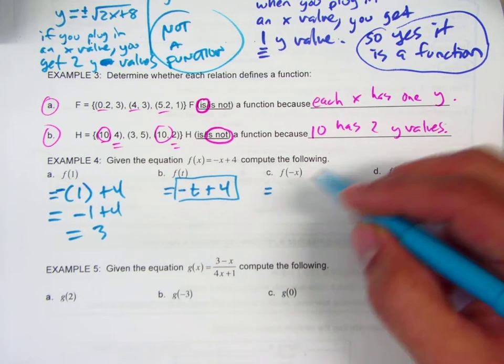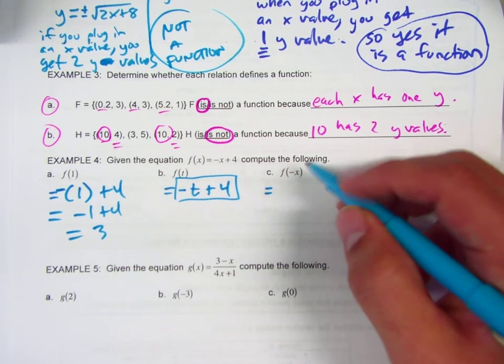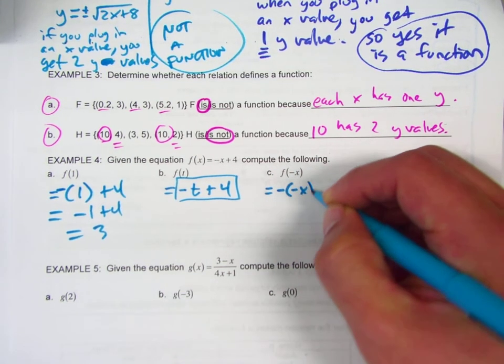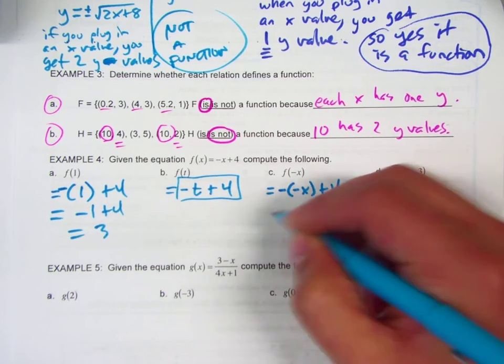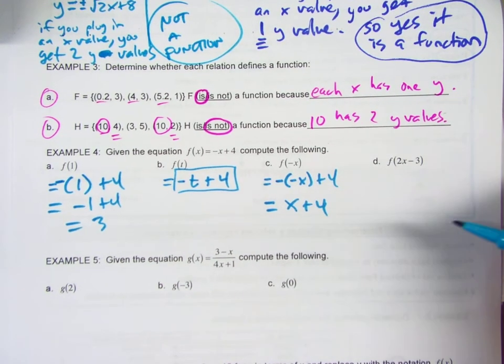This one, we're replacing x with negative x. So you still have the initial negative, but now you're plugging in negative x into it. And so your final answer is just positive x plus 4. Is that making sense to everybody? Okay.